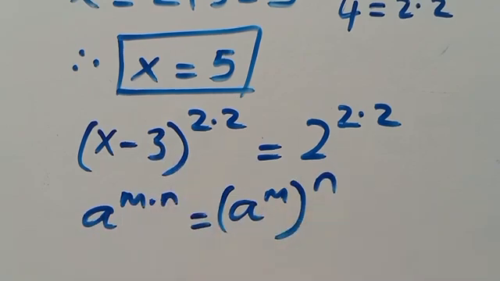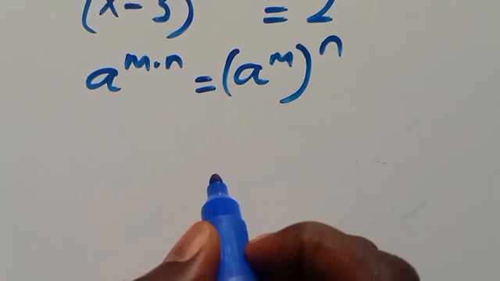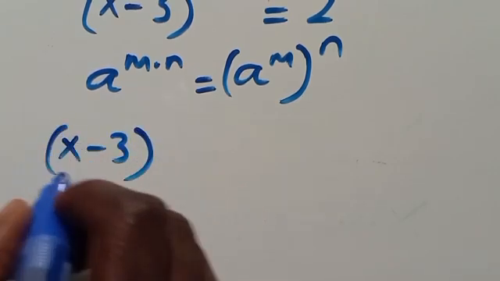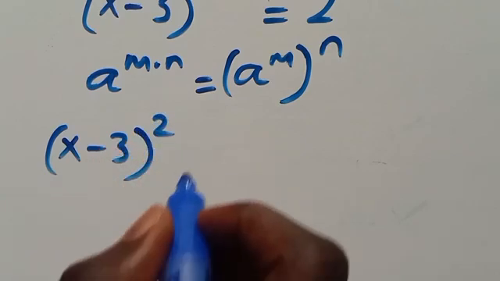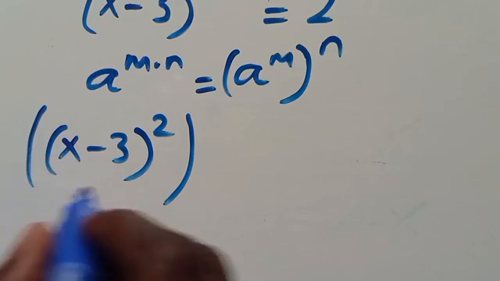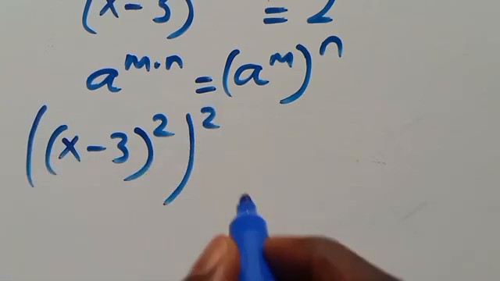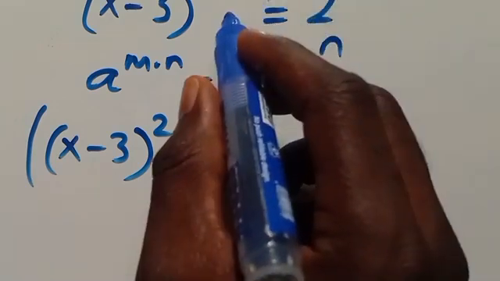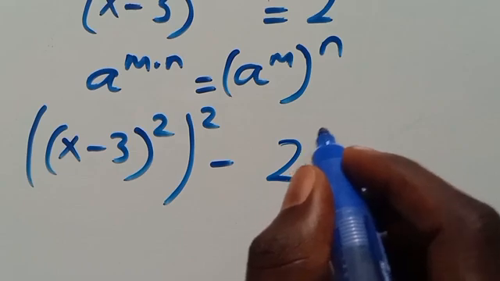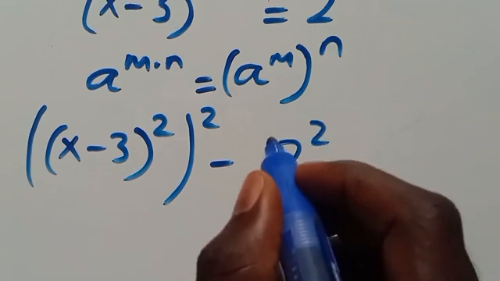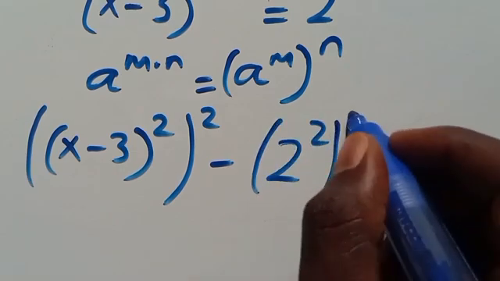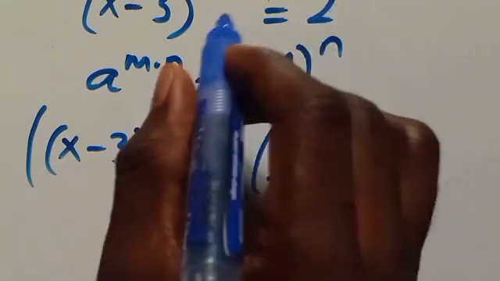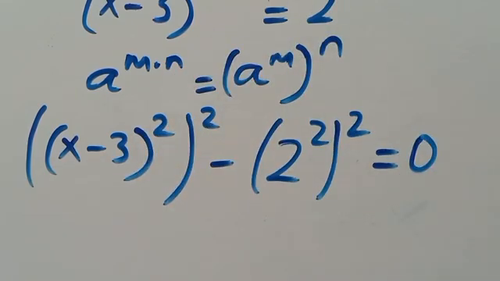So when we apply it here, we have ((x - 3)^2)^2 minus, taking the whole of this term to be 2^2, then (2^2)^2. Then let's set them equal to 0. The moment we take this one here, we have it equal to 0.